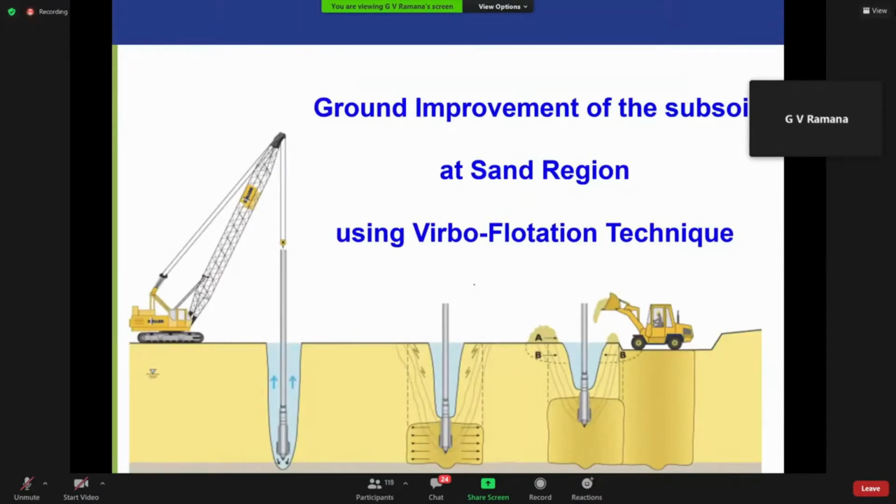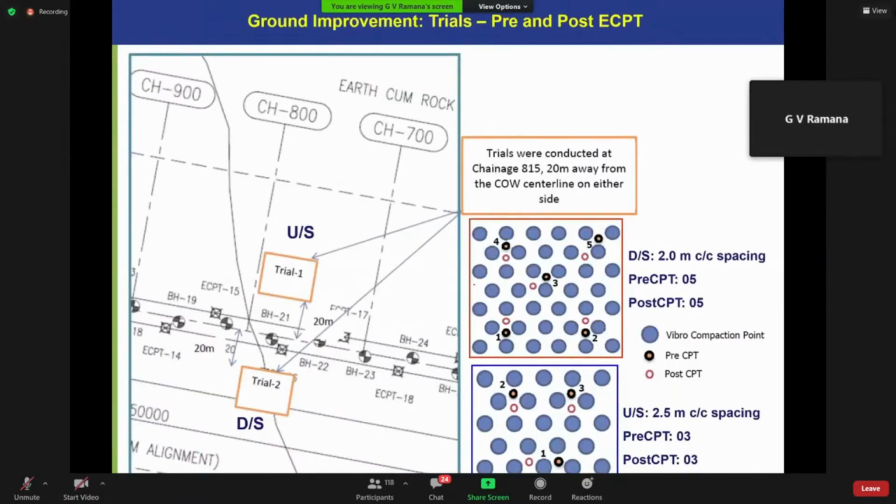So how do we improve the subsoil in the sand region? We decided to use the vibroflotation technique. To do this, at what spacing should we use, and what should be the capacity of the vibrator? All these trial and errors were conducted. At one location, we used a spacing of 2 meters center to center, and at another location, we used a 2.5 meter center to center spacing.